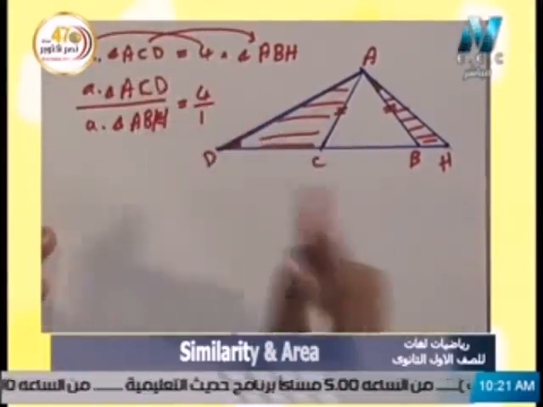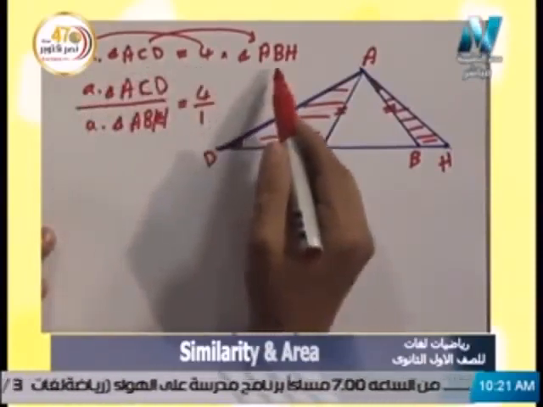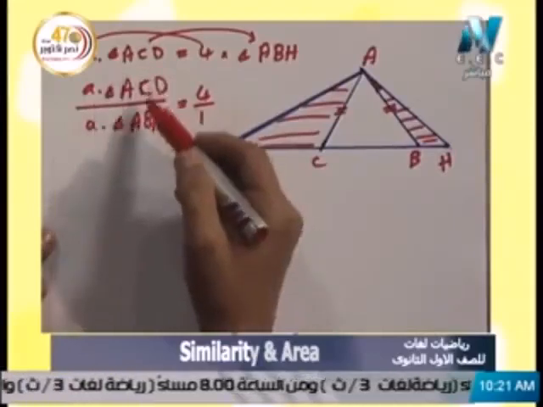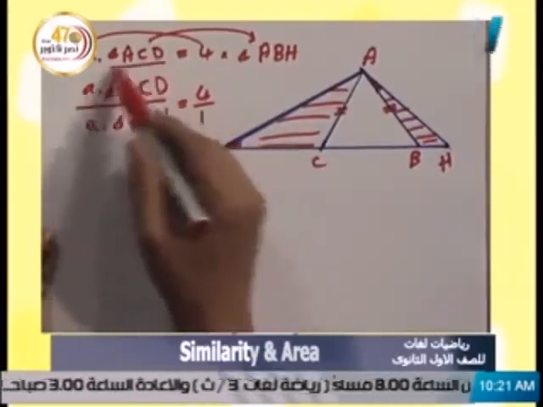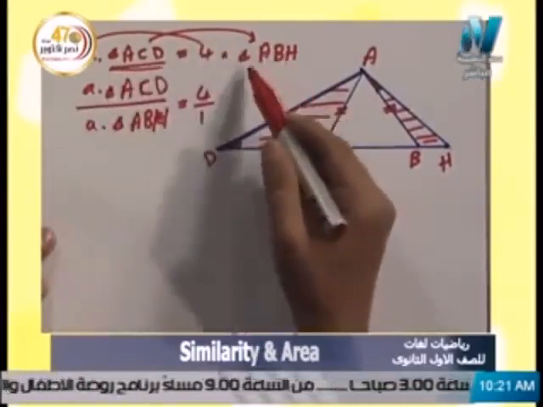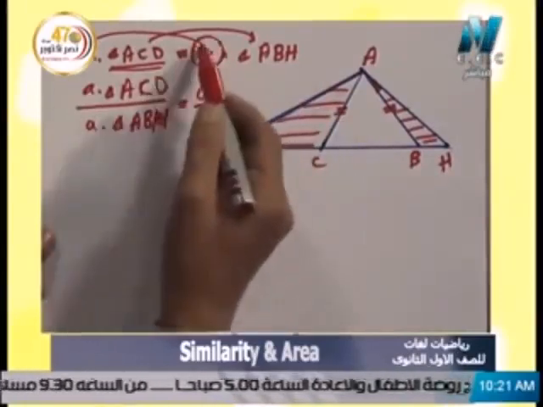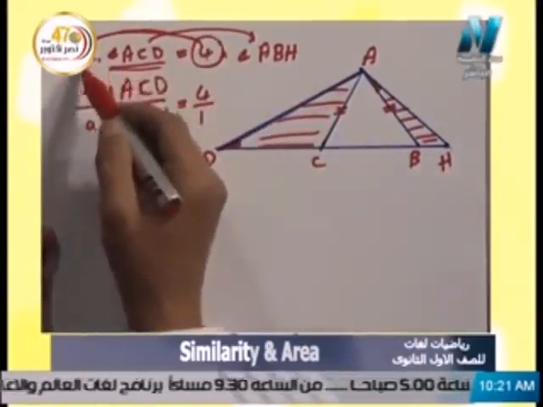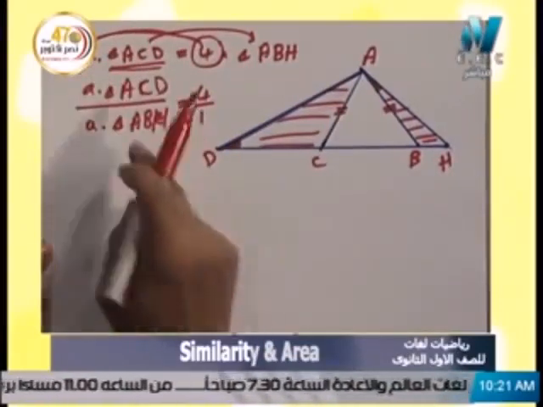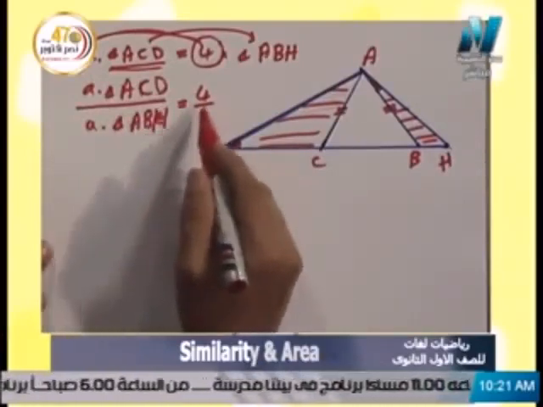It's vice versa. When we say that the area of triangle ACD equals 4 times the area of ABH, then when we write the ratio like this, we say area of triangle ACD over area of triangle ABH equals 4 over 1. Okay, so we have now the area of ACD over the area of triangle ABH equal 4 over 1.